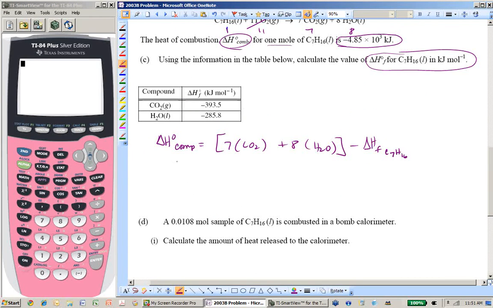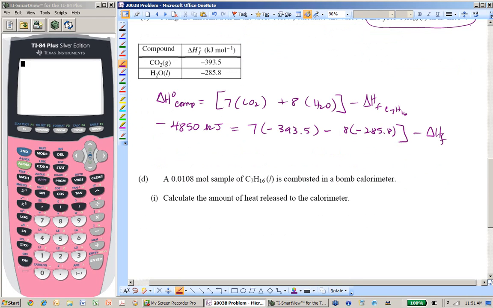All right. So now let's plug in the numbers. Negative 4850. Where'd I get that? They gave it to me in kilojoules. I just took it out of scientific notation. Equals 7 times a negative 393.5 plus 8 times a negative 285.8 minus delta HF that I seek.